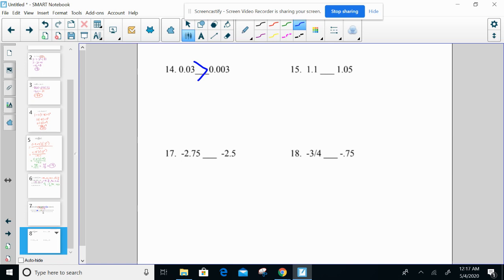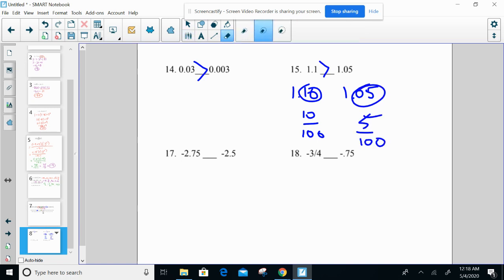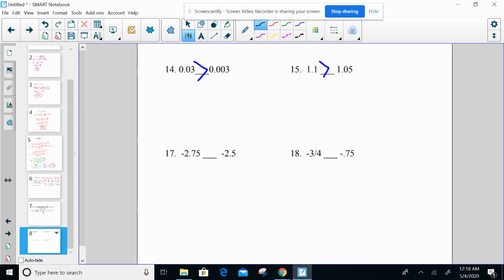All right, 1.1 and 1.05. This one is a little bit easier. You can just compare it as 1.10 and 1.05. They're both 1, and then they have some kind of additional amount. 0.10 is bigger than 0.05. Again, think about it. This says 10 out of 100. This is only 5 out of 100. And again, you don't have to do all that. You can just say, the first decimal place is a 1, and that's bigger than the first decimal place there, which is a 0.